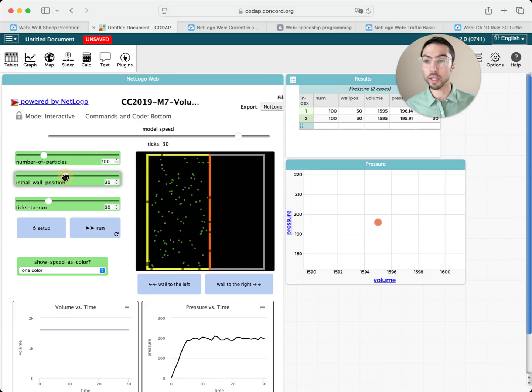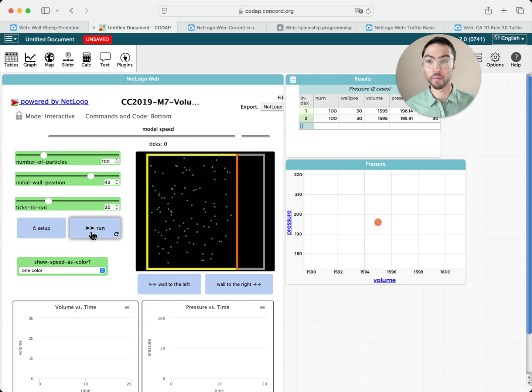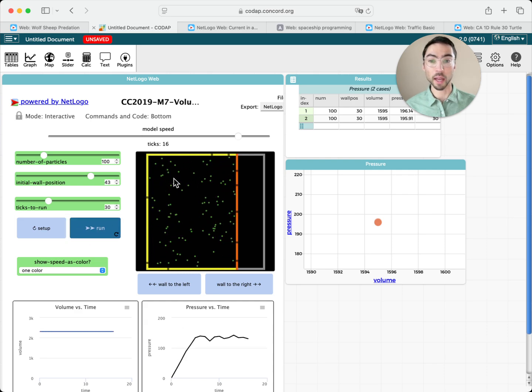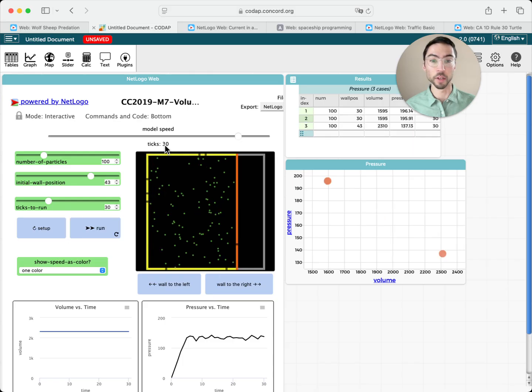So if I change the initial wall position here, when I click setup, you'll see this wall move out. So we've changed the volume, and we run this again. When we get to 30 ticks, 30 time steps, we'll get another data point over here. And so students can use this to very easily plot a bunch of data from the model and then try to discover the ideal gas laws on their own.